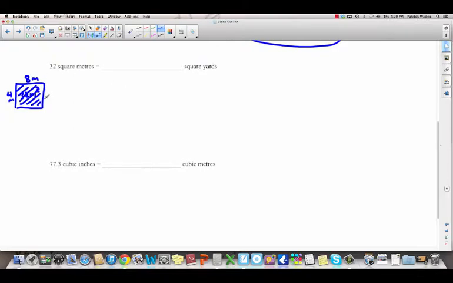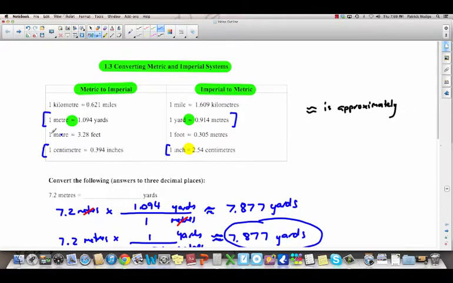Oh, it sounds difficult. How do we do this? Okay, well, you can start the same way. 32 square meters, or we write it this way, right? That's the same as meters squared, square meters. Hopefully that makes sense. Times, pretend it's not squared. If it wasn't squared, you'd be switching meters to yards. And then we could use our table. How many meters and yards? What's the connection here? 1 meter is 1.094 yards.